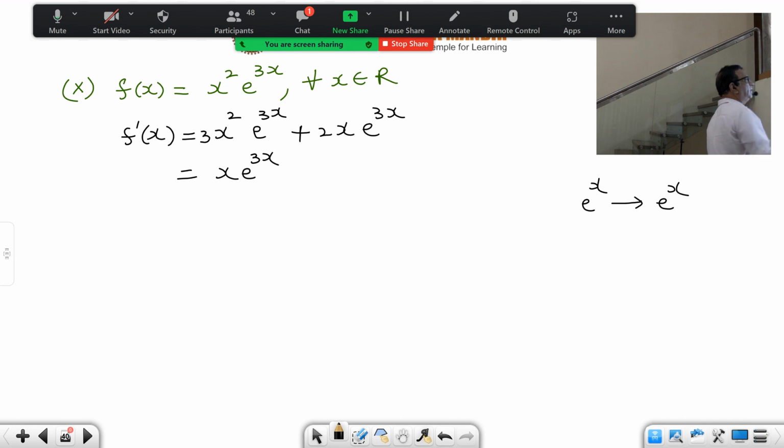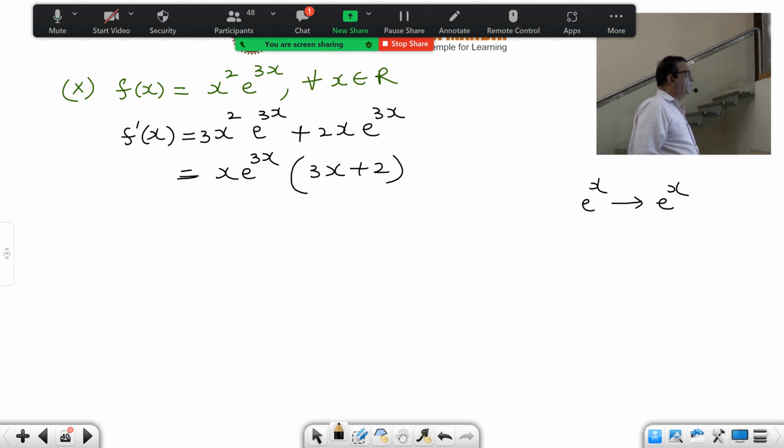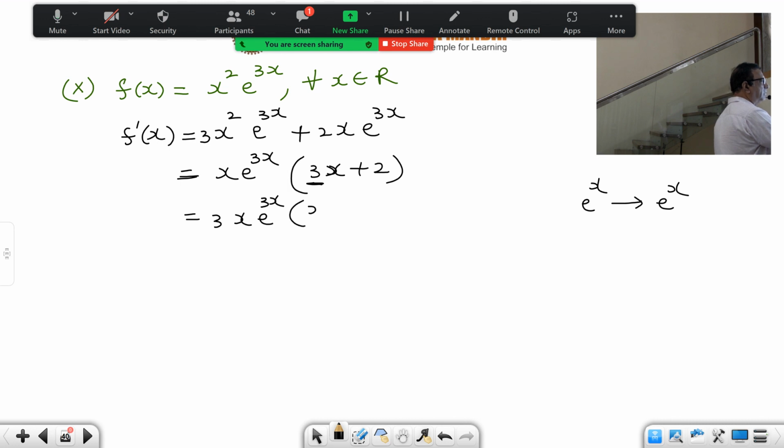x into e power 3x common. So in the bracket what do you get here? 3x plus 2. So x into e power 3x common, you get 3x plus 2. So x coefficient, let us make it 1 by taking 3 common outside. So I'll take 3 common, 3x into e power 3x into x plus 2 by 3. So I have taken 3 common, so x plus 2 by 3.